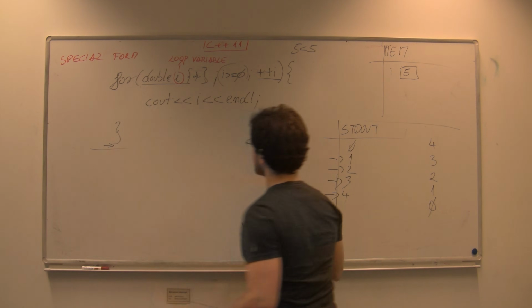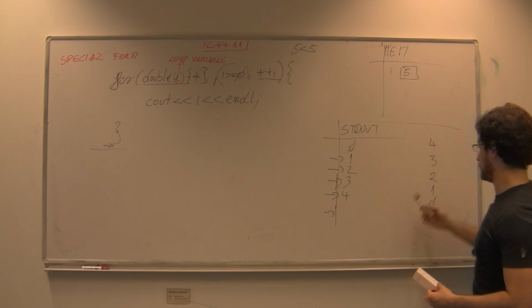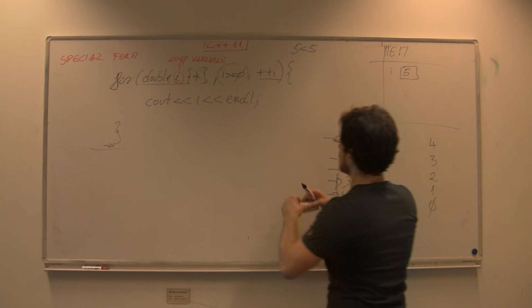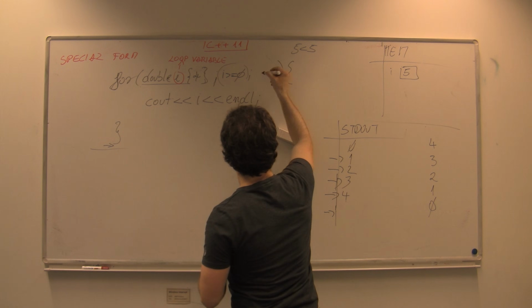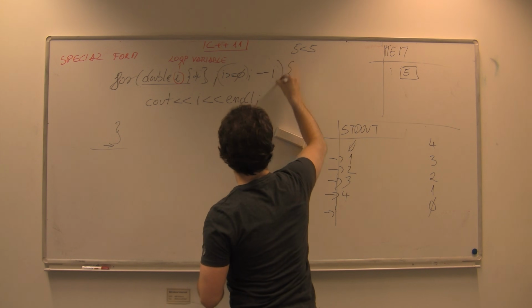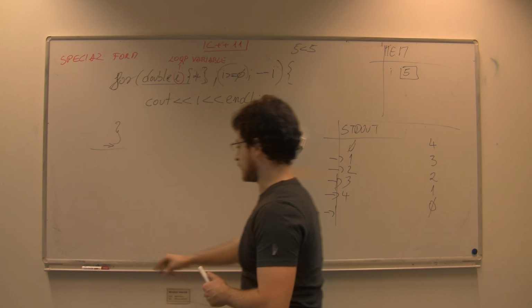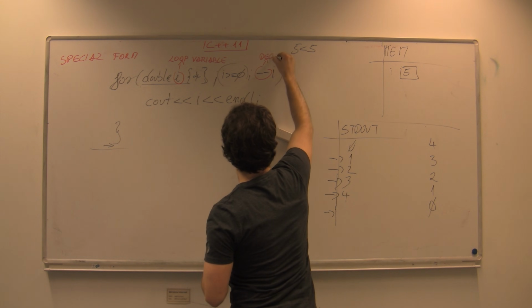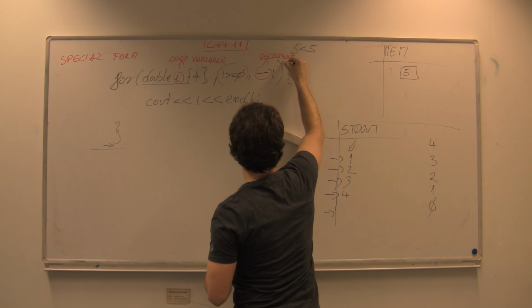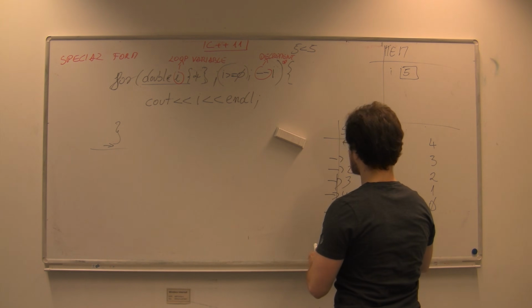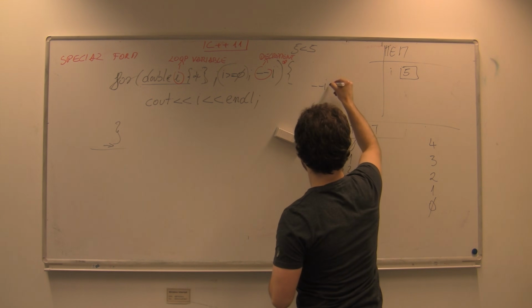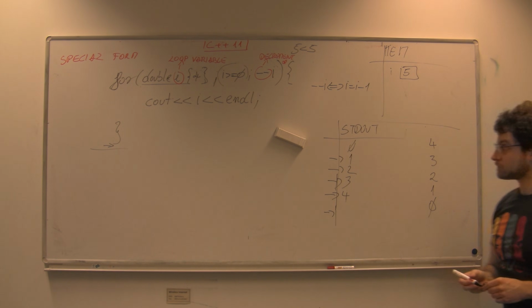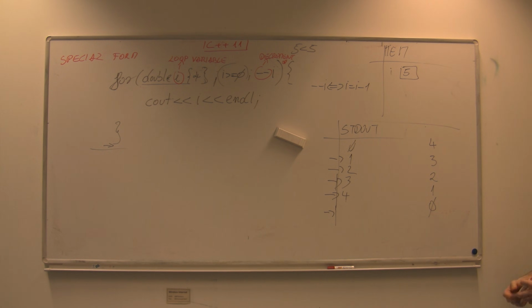And now at each step, we cannot increment the loop variable. We need to decrement it. And for this, there is an analogous operator, minus minus. Minus minus is a decrement operator. And minus minus i, as you might expect, is equivalent to i equals i minus 1. So let's see if this thing works.